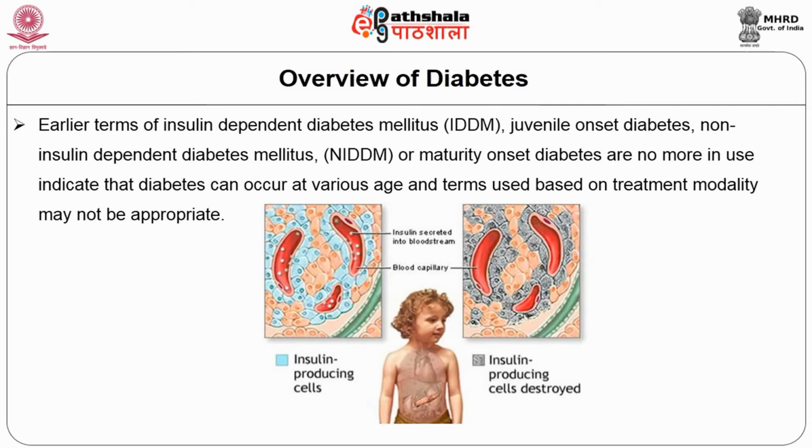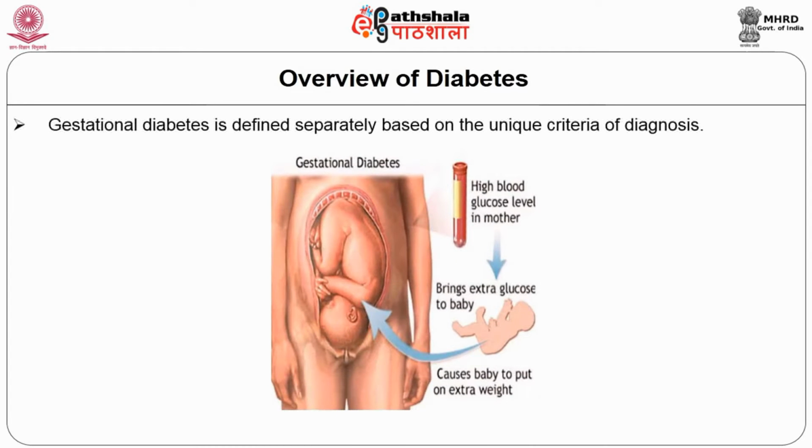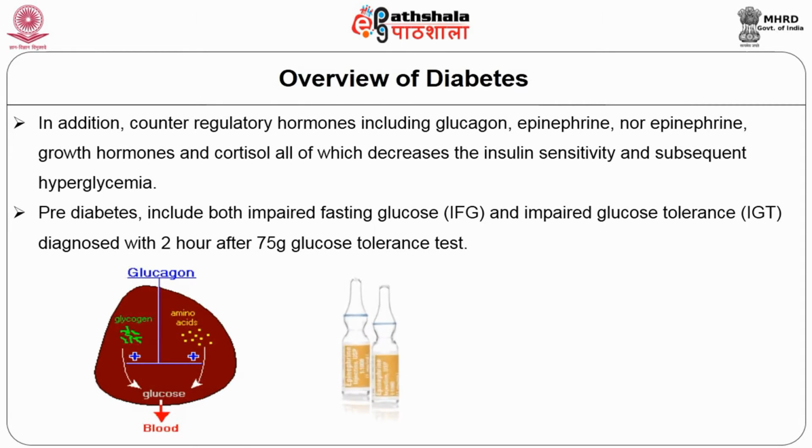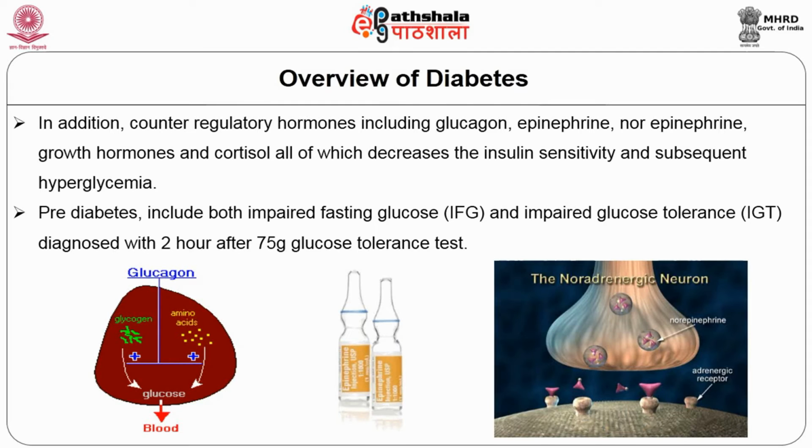The terms used earlier were based on treatment modality, which may not be appropriate because there are so many changes in the treatment modality. Gestational diabetes is defined separately based on unique criteria of diagnosis. In addition, counter-regulatory hormones including glucagon, epinephrine, norepinephrine, growth hormone and cortisol all decrease insulin sensitivity, with subsequent hyperglycemia.